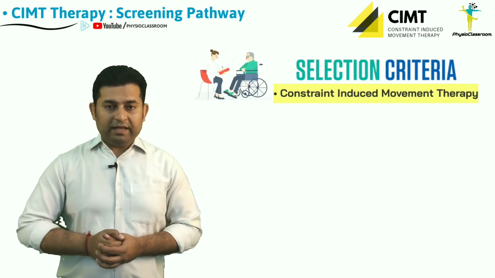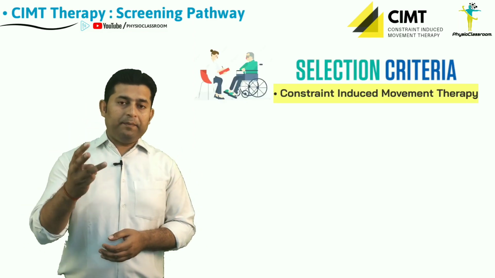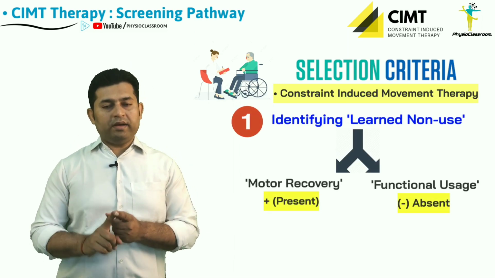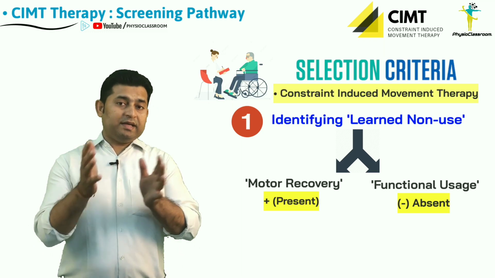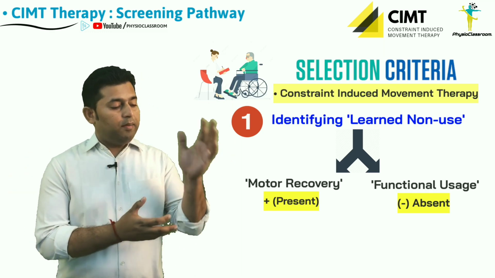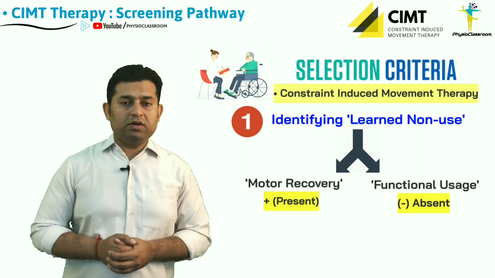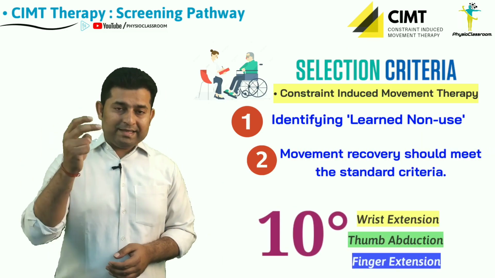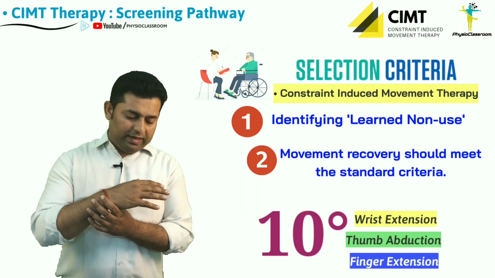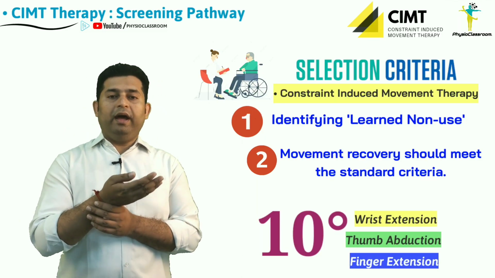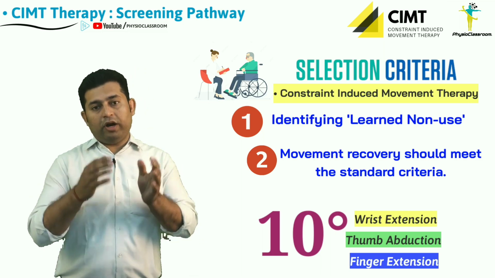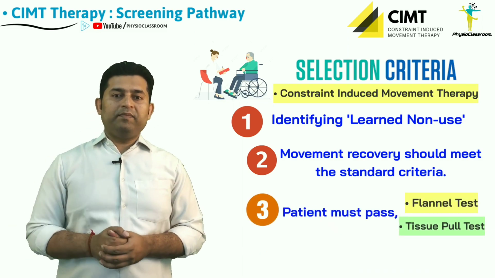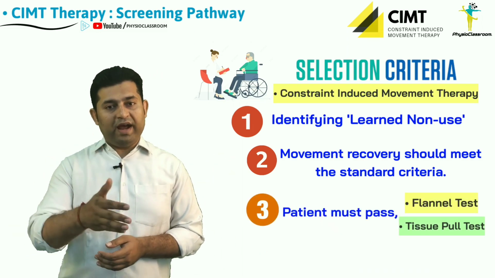So, if we summarize the selection criteria for CIMT, the therapist must know three important things. Number one, the patient must demonstrate learned non-use. That is, there is a significant discrepancy between the movement recovery and functional usage of the weaker side. Number two, the minimum motor recovery should meet the standard criteria: 10 degrees of wrist extension, 10 degrees of finger extension, and 10 degrees of thumb extension or abduction movement. Or at least the patient must pass the tissue pull test or the flannel test.